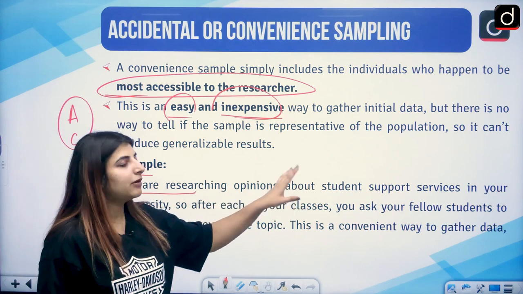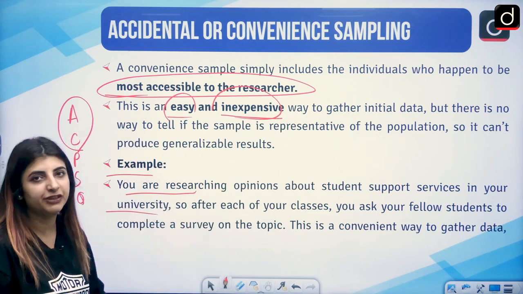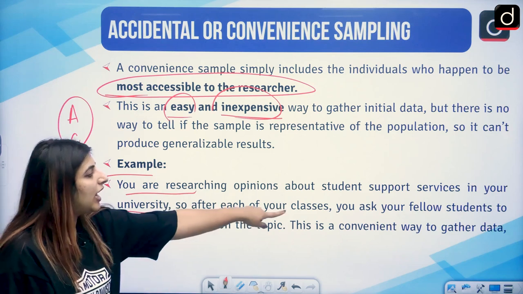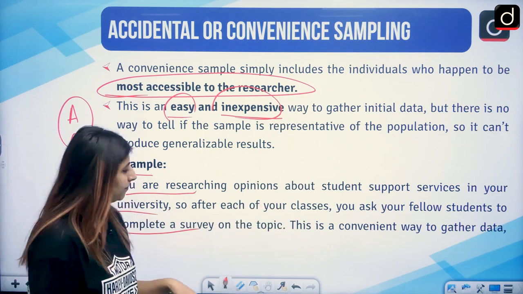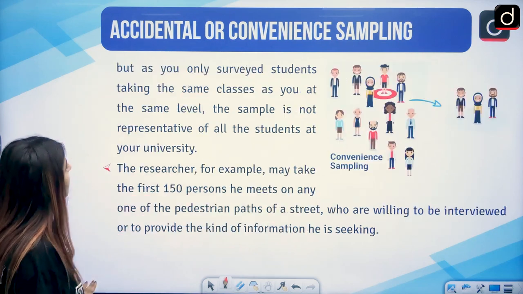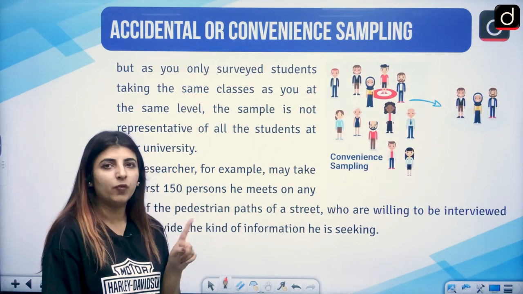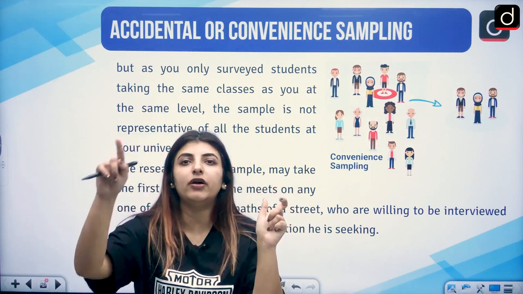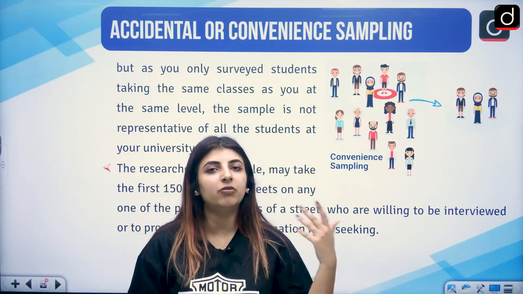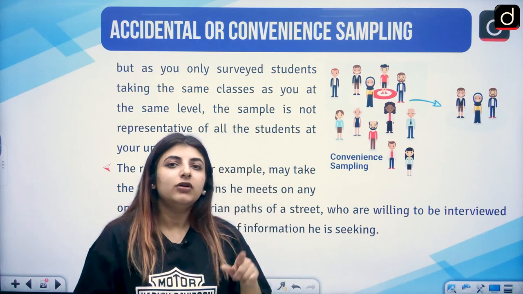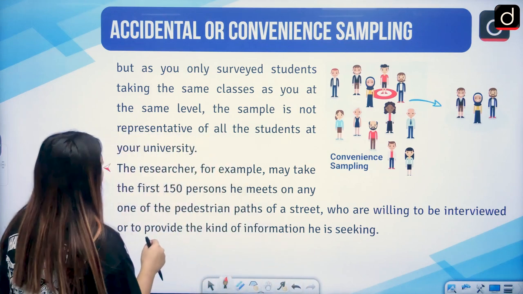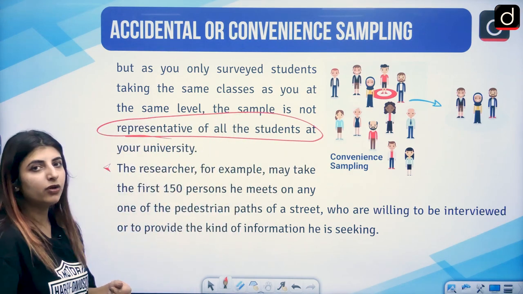Example, you are researching opinions about student support services in your university. After each of your classes, you ask your fellow students to complete a survey on the topic. What was the topic? Student support services. This is a convenient way to gather data, but will it be representative of the entire population? No. You are asking about the student support services in your university, but you are choosing people just from your classroom. You are not asking students from other classrooms as well. So the sampling technique you are using here will be a little biased, right? It is not representative of all the students of your university.